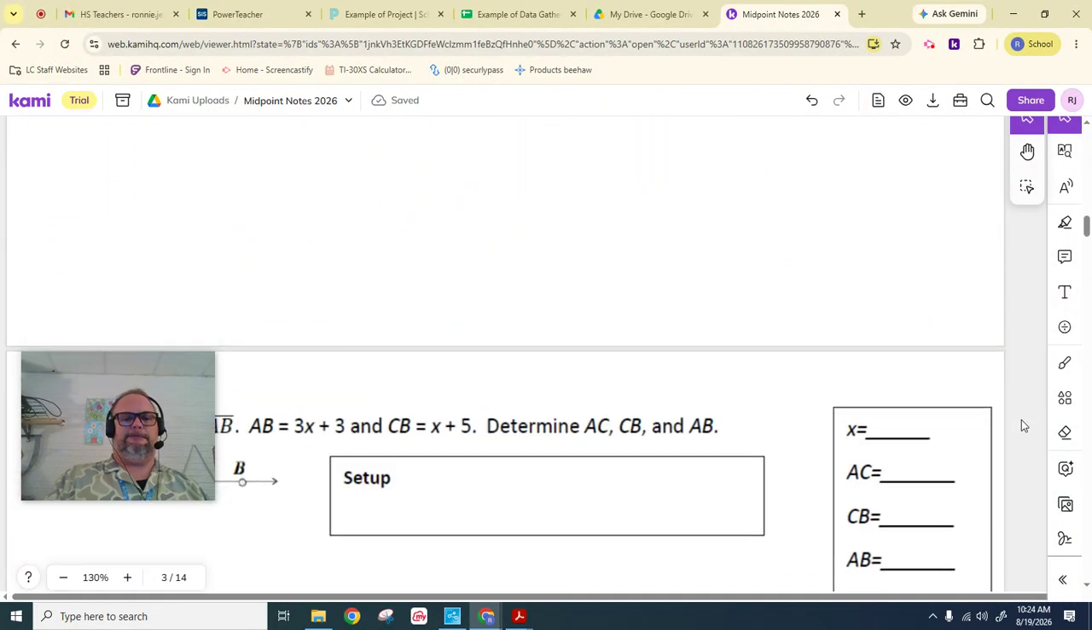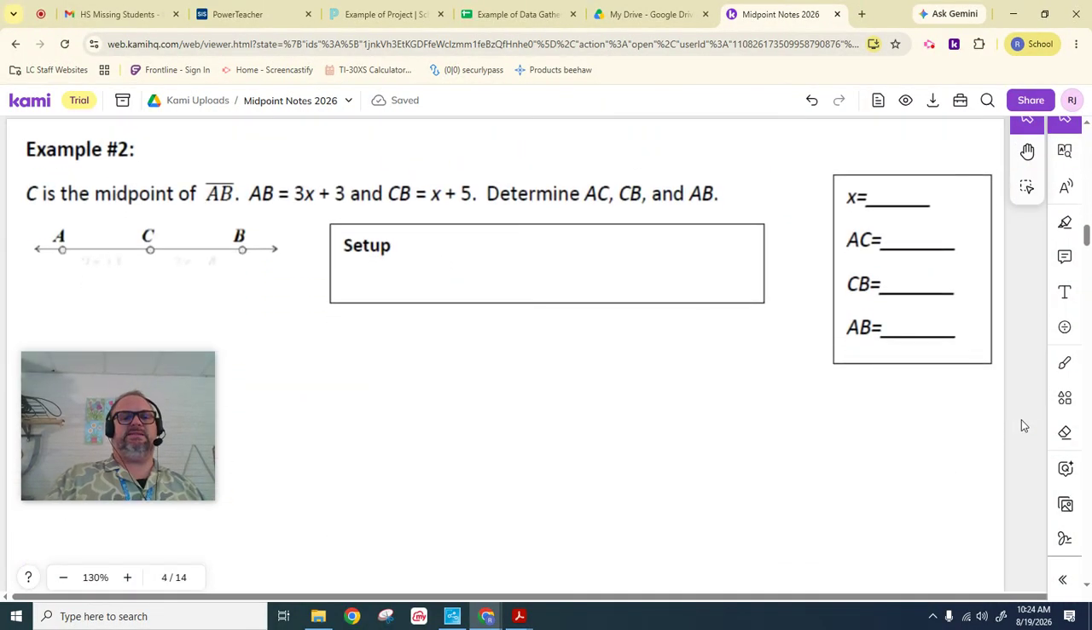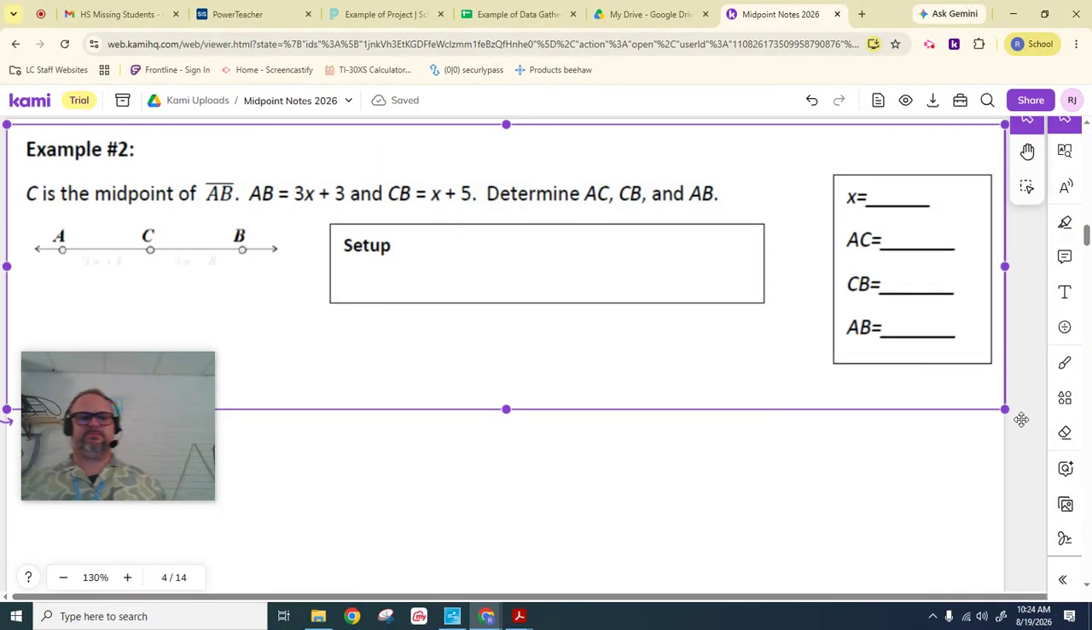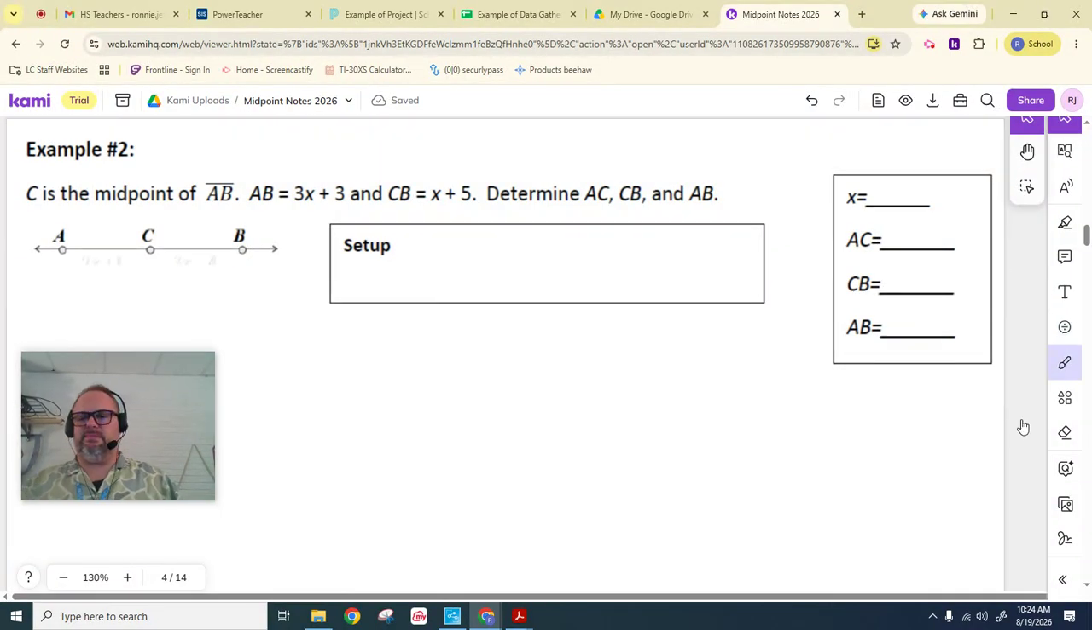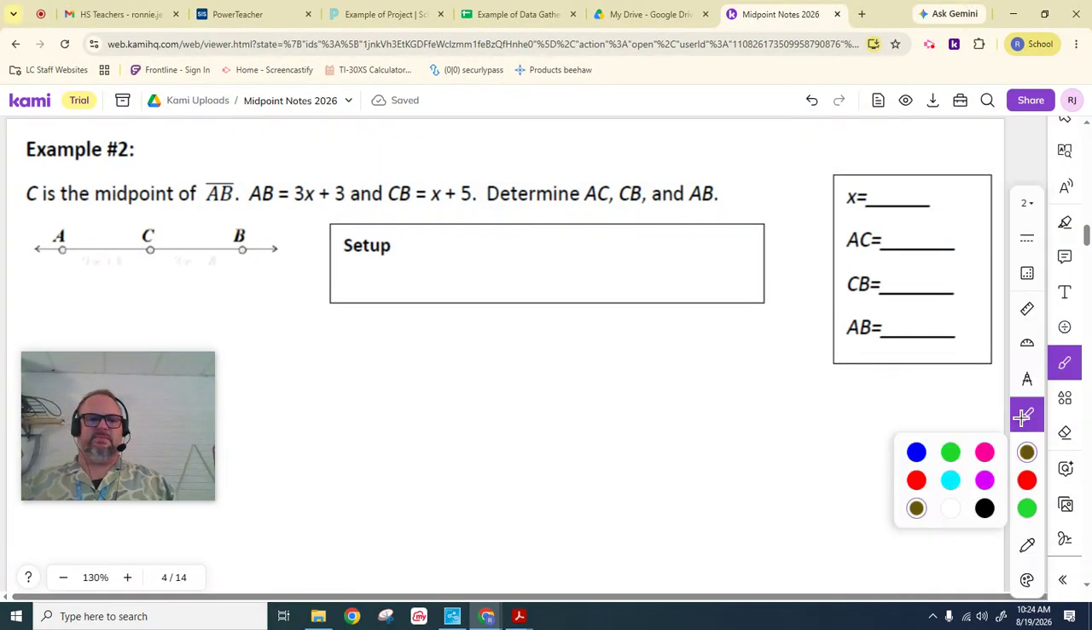All right. So, example 2. C is the midpoint. Okay. That means this is congruent to this. You don't have to label it. There's a method to my madness. There's a reason I'm doing this. All right, it says AB is this.